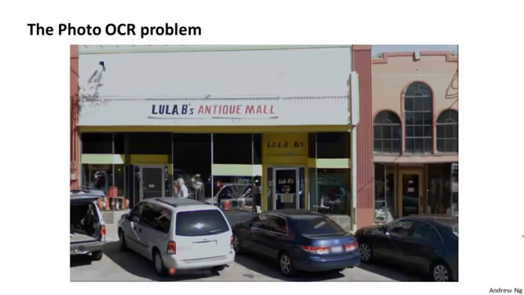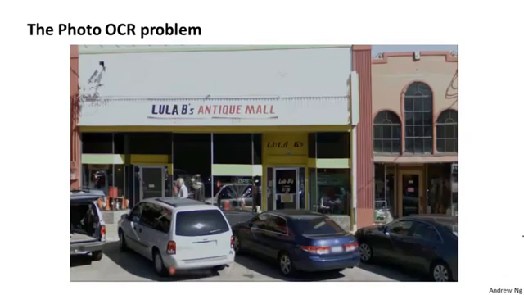Given an image like this, it might be nice if the computer can read the text in this image, so that if you're trying to look for this picture again, you could type in the words, Lulubee's Antique Mall, and have it automatically pull up this picture, so that you're not spending lots of time digging through your photo collection of maybe hundreds or thousands of pictures in order to find this.